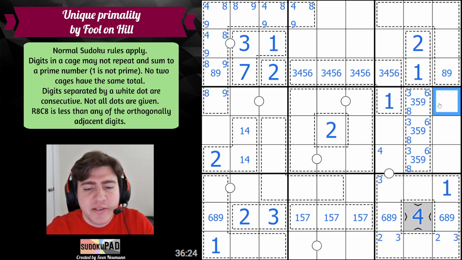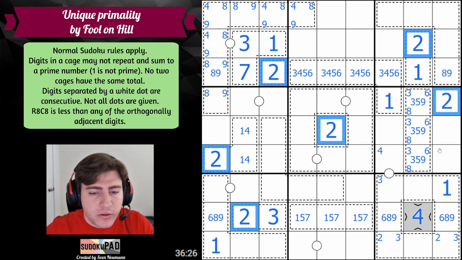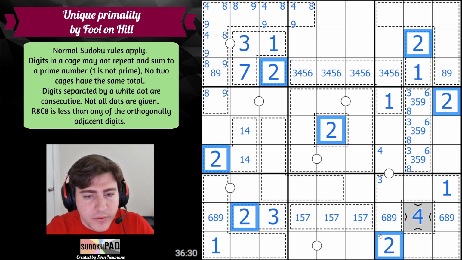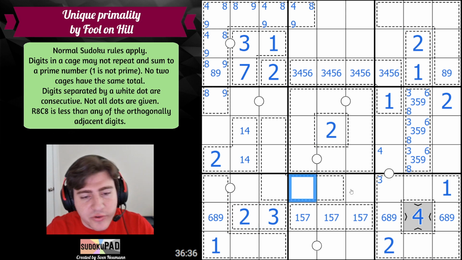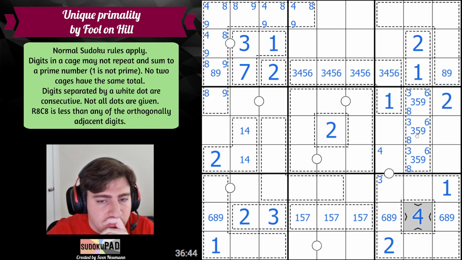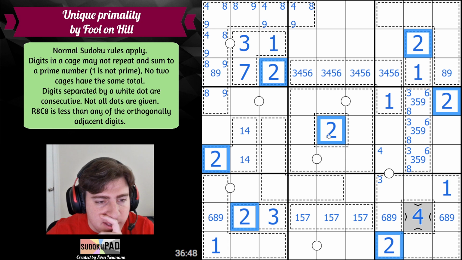Oh, 2 by Sudoku goes here, which places 2 there. Which yields us either 2 here or 2 here, which will resolve with our x-wing of 2's. I don't know if I want to mark that, though. Didn't realize that until I was looking at 2's again.